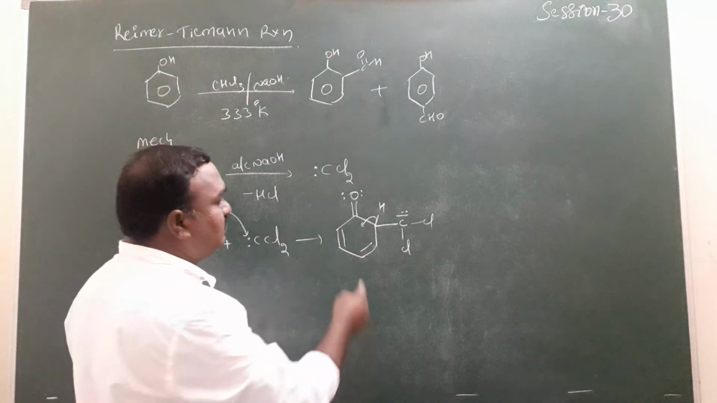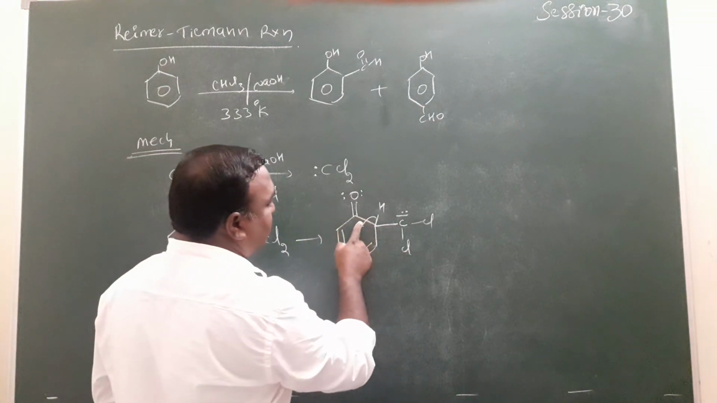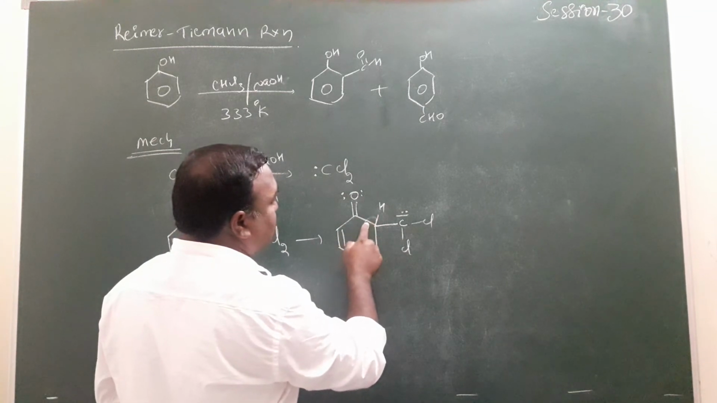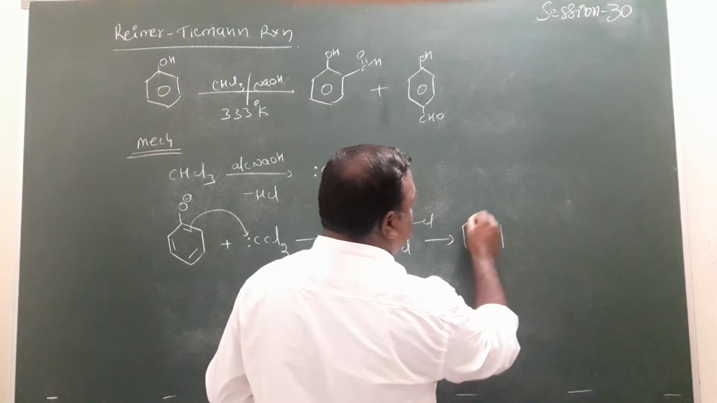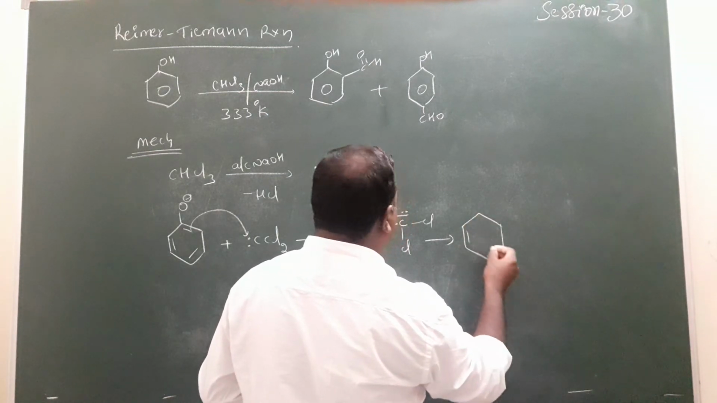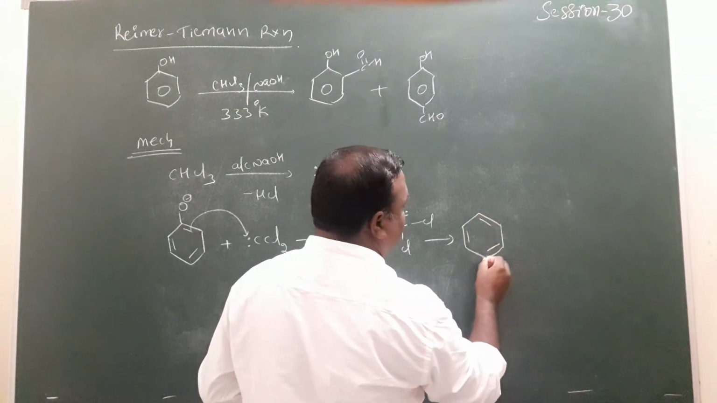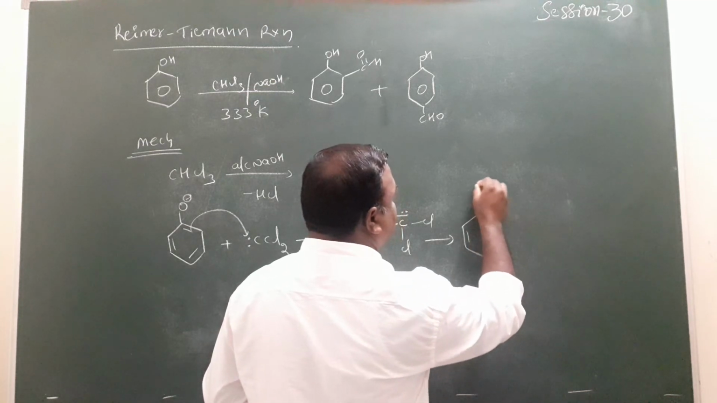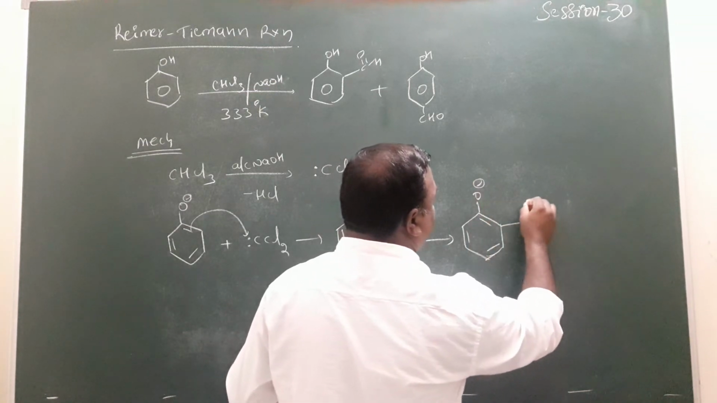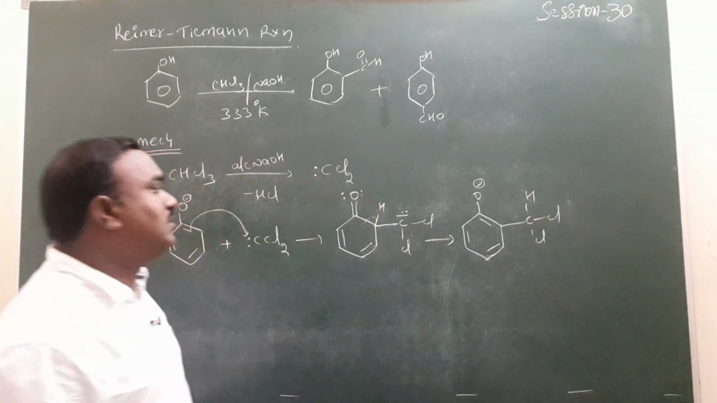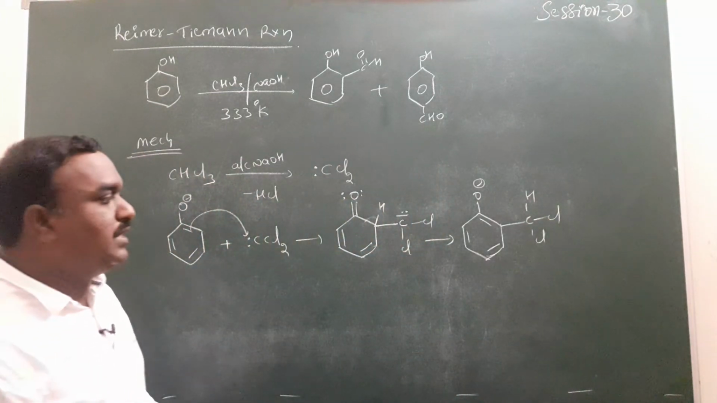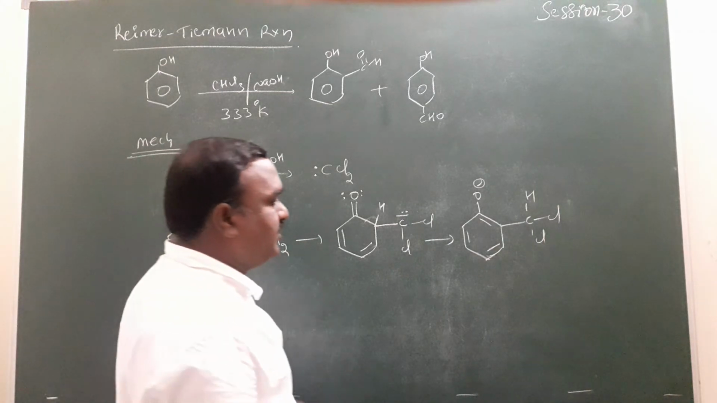A new bond is formed between them. Then the pi bond electron migrates towards oxygen here, so on oxygen the electron density increases. Again here hydrogen, chlorine, again chlorine here. A dichloro compound is formed here.